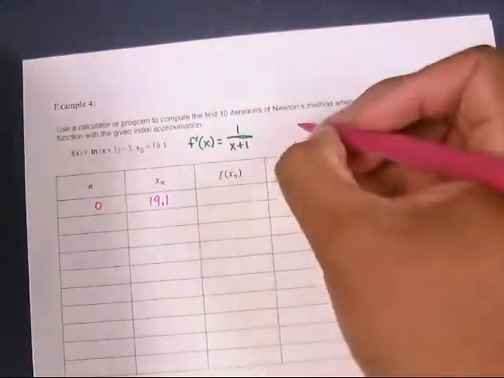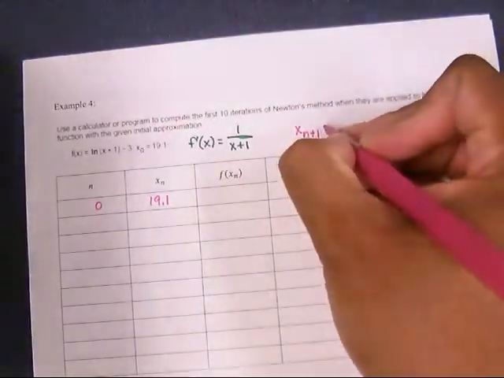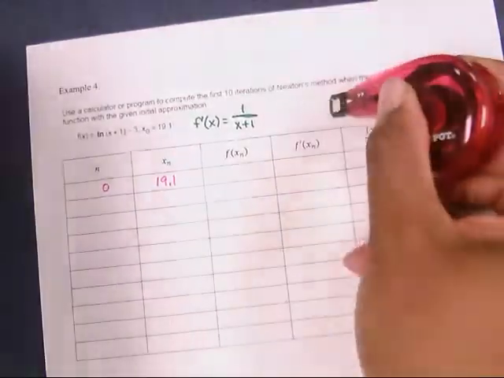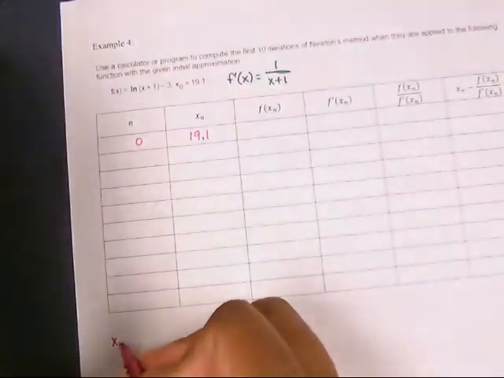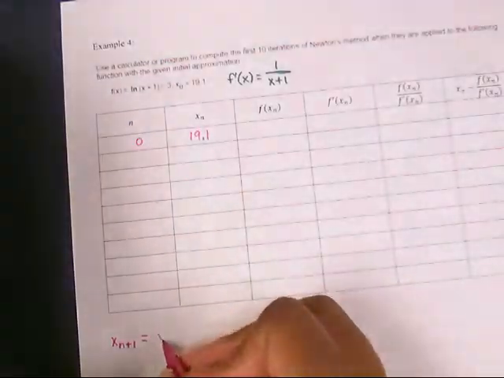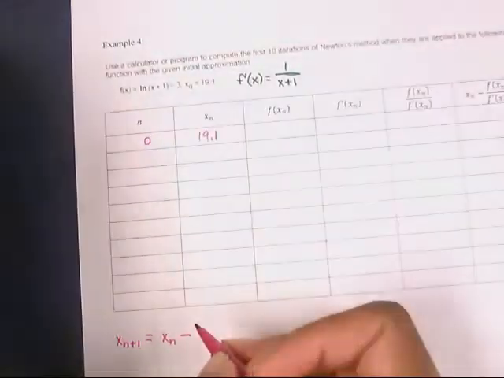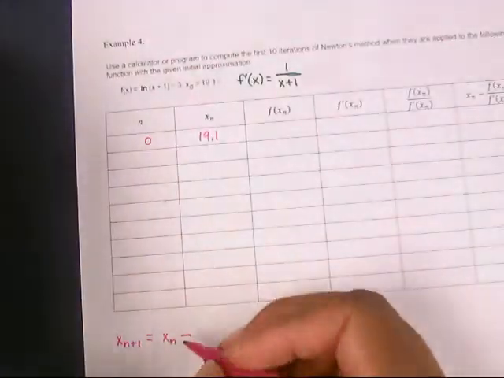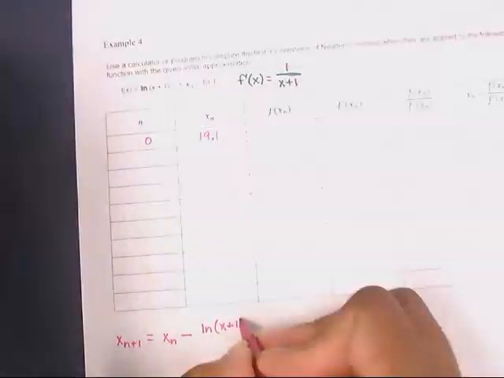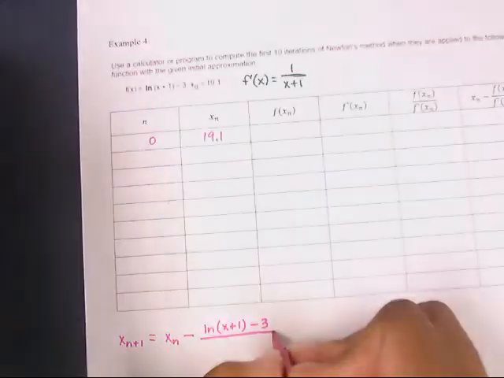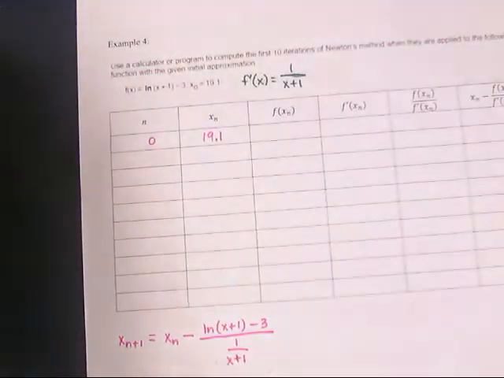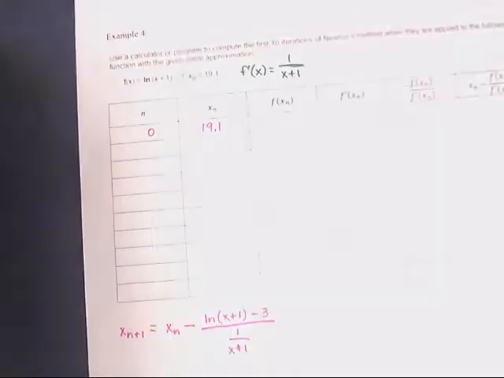So now, x sub n plus 1 would be, well, better yet, let me do this at the bottom because it's going to take some space for me to simplify this. Let's see, x sub n plus 1, that's going to be x sub n minus, and in this case here, your f of x is that function right there, ln of the quantity x plus 1 minus 3, and that's going to be divided by 1 over x plus 1. That's your f prime of x.